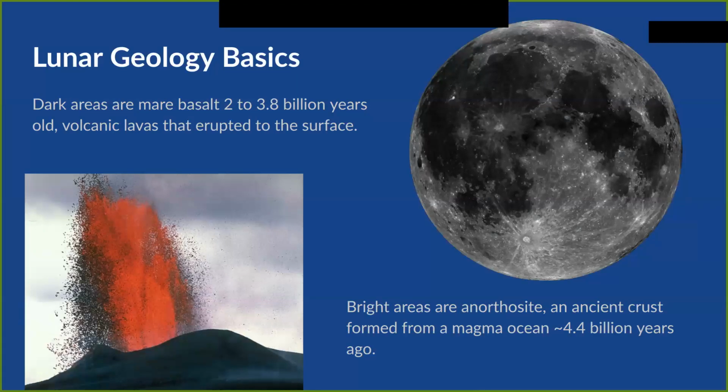Some basics of the moon. When you look up and see the moon at night, you see a lot of these dark patches on the near side that we don't have on the far side. Those are Mare basalt. Those are large ancient impact basins that filled with volcanic activity, and that lava rock, that basalt, is what makes all those darker areas. The bright areas are anorthosite, which is ancient crust formed from a magma ocean a little over 4 billion years ago.